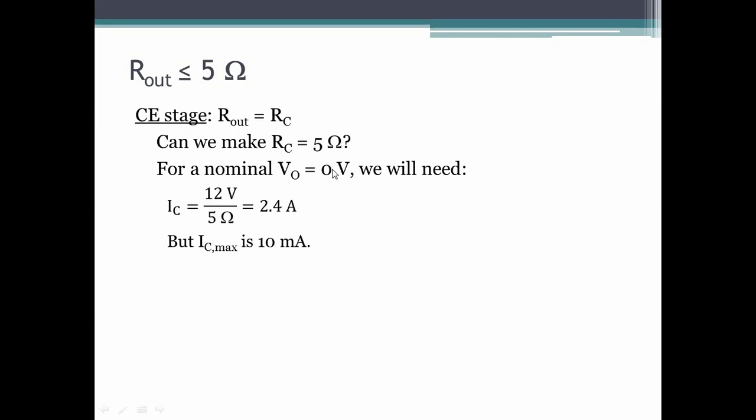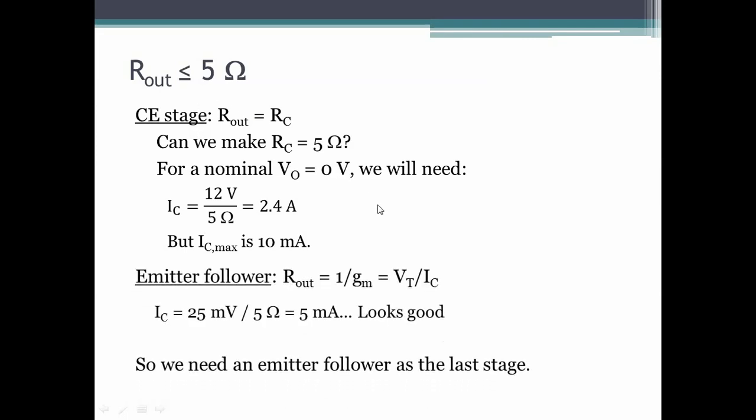So if VO is 0, then the voltage across the collector resistor will be plus 12 to 0, so 12, and for a 5 ohm resistance we want a current of 2.4 amperes, which is very large. Our maximum IC is 10 milliamps, so we cannot get a 5 ohm output resistance from a common emitter stage. So we have to look at the emitter follower.